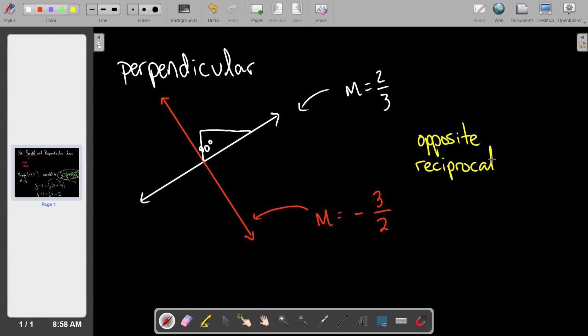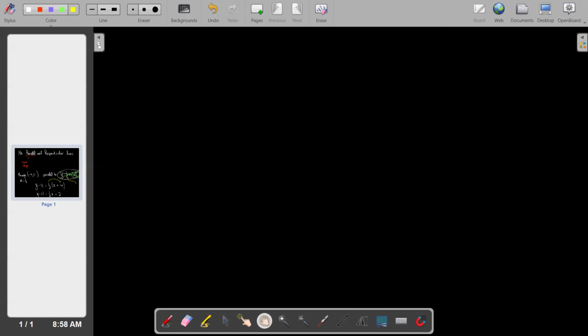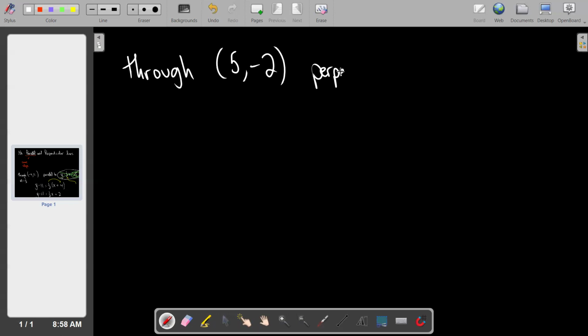Okay. So having said that, you might wonder, well, why is that important? Well, it's important because your next task is this. I want you to write me the equation of the line that passes through the point 5, -2 and is perpendicular to the line y equals 5x minus.